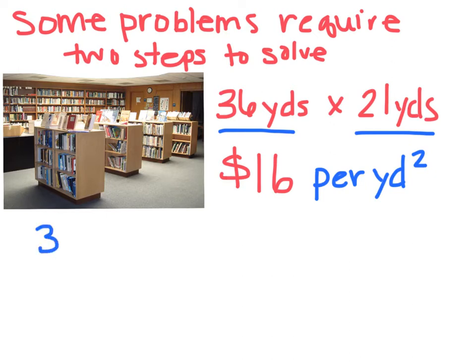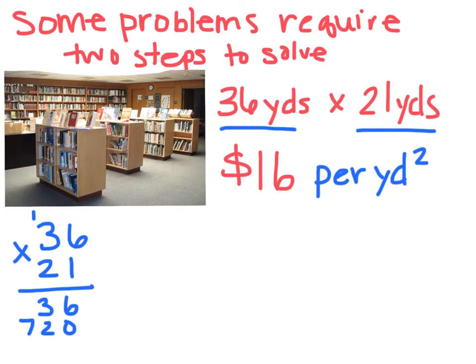We'll find that out by taking 36 times 21. So we get 36 plus 2 times 6 is 12. Carry the 1. Didn't quite leave myself enough room there, excuse me.